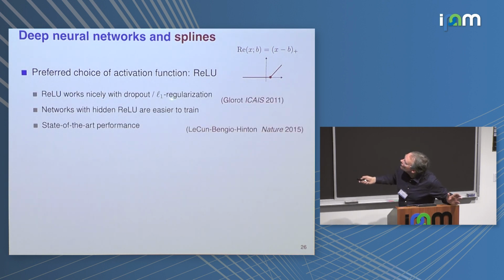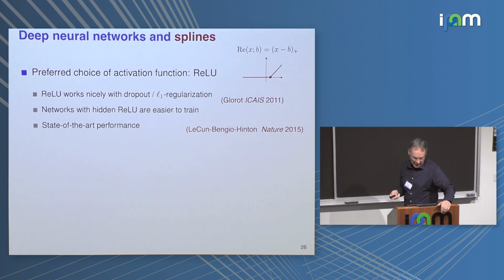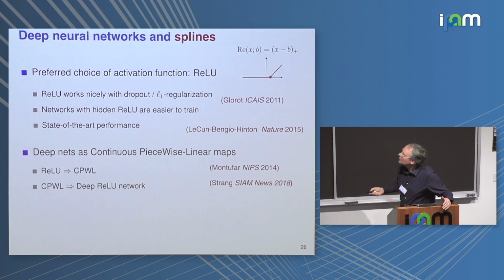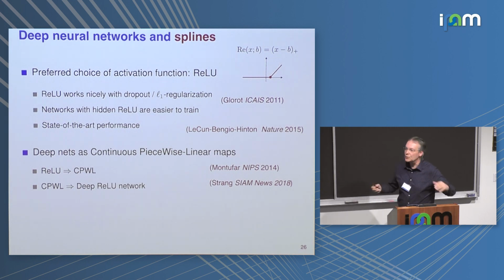And it works very nicely, without dropout and with dropout, and they're easier to train. The pioneers, LeCun, Bengio, and Hinton, reported that it gets state-of-the-art performance. But a few people have noticed that the mapping a neural network makes, let's say from R^D to R^D', is actually continuous and piecewise linear. That was even noted by Bengio.